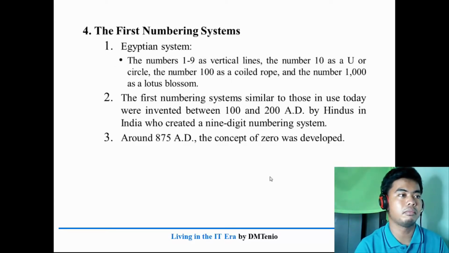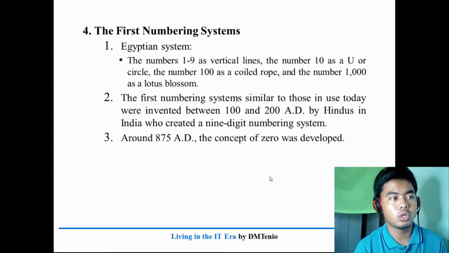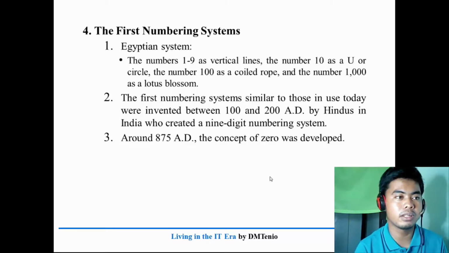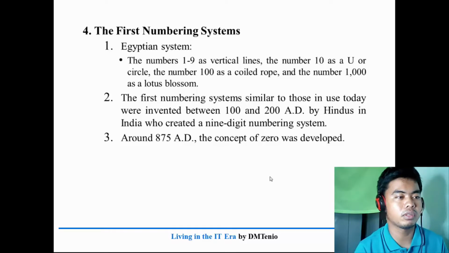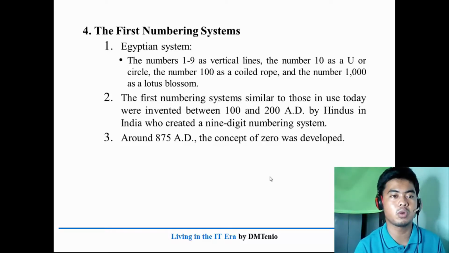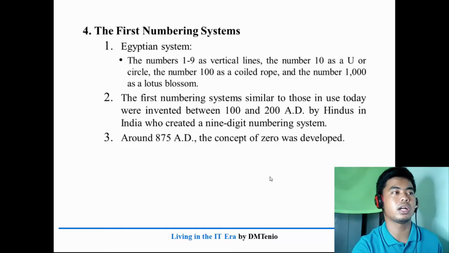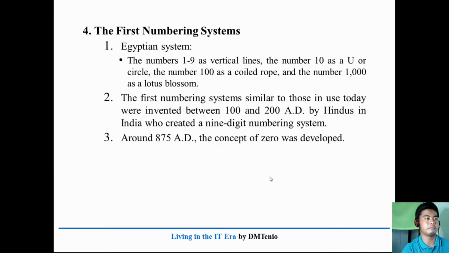Then the first numbering system, the Egyptian system: the numbers 1 to 9 as vertical lines, the number 10 as a U or circle, the number 100 as a coiled rope, and the number 1000 as a lotus blossom. The first numbering system similar to those in use today was invented between 100 and 200 AD by Hindus in India, who created a 9-digit numbering system. Then around 1875 AD, the concept of zero was developed. That is the history of our numbering system.